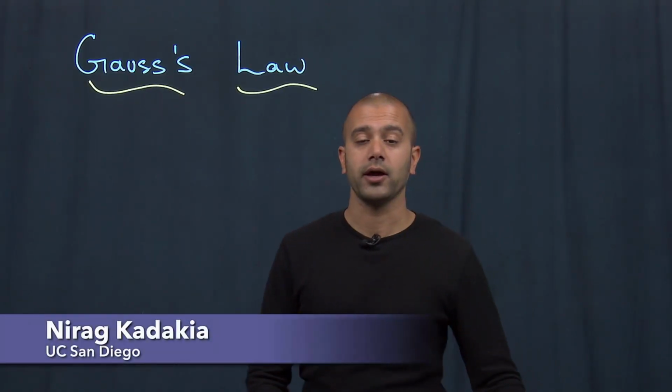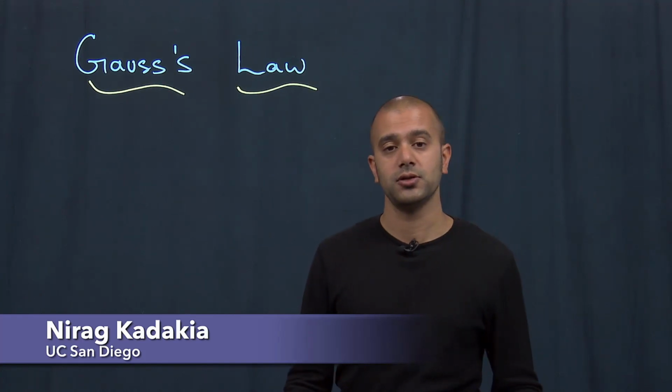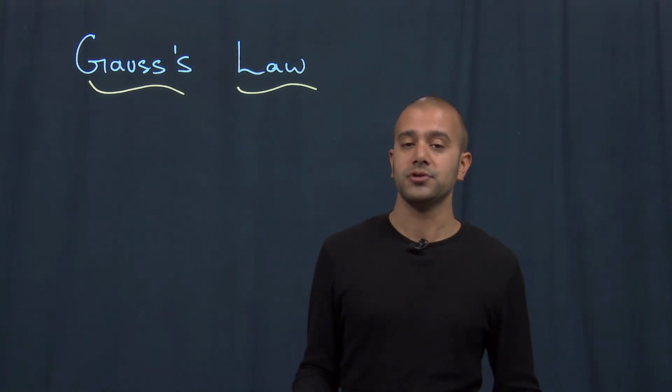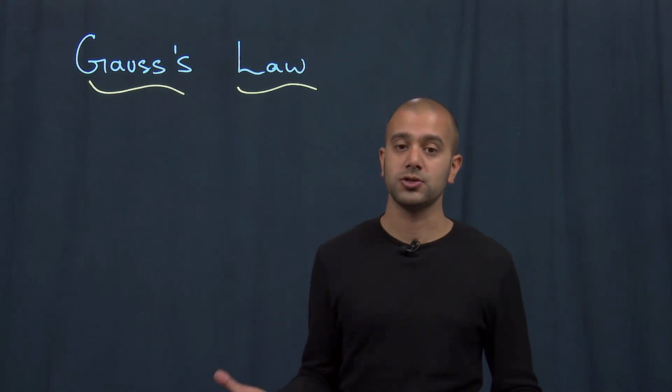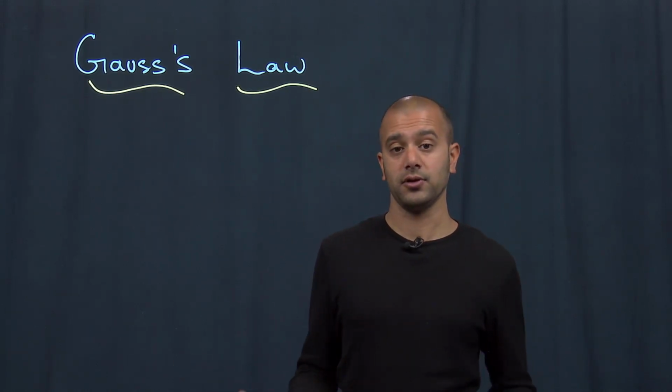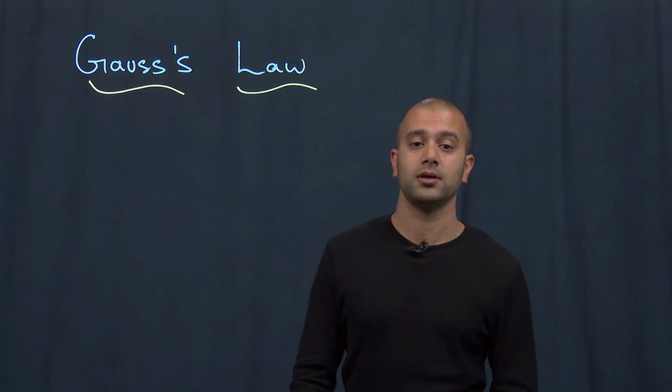In this problem, we'll be applying Gauss's law to a continuous charge distribution to determine electric fields, and we'll see how Gauss's law allows us to exploit symmetry so we can bypass performing any difficult integrals. Let's take a look at the problem statement.